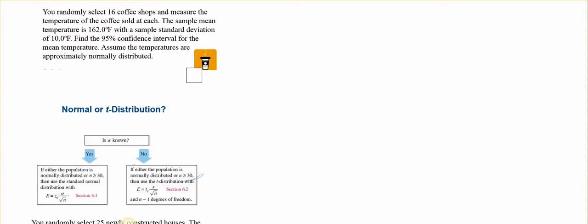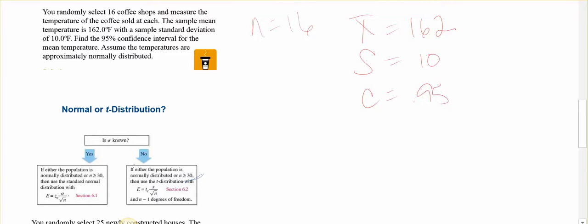Okay, so let's try a couple of examples. This first example is from one of the slides, and it says you've randomly selected 16 coffee shops. And so our sample size is 16, which is small, and we measure the temperature of the coffee sold. The sample mean is 162 degrees with a sample standard deviation of 10. Find a confidence level of 95% for the mean temperature. Assume the temperatures are approximately normally distributed.